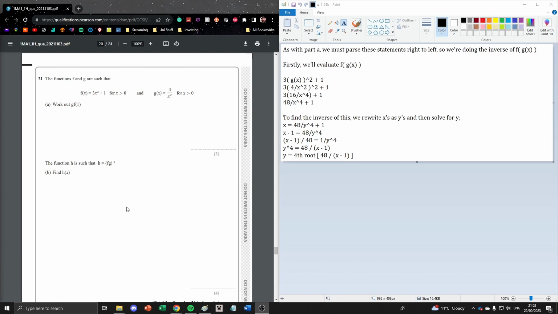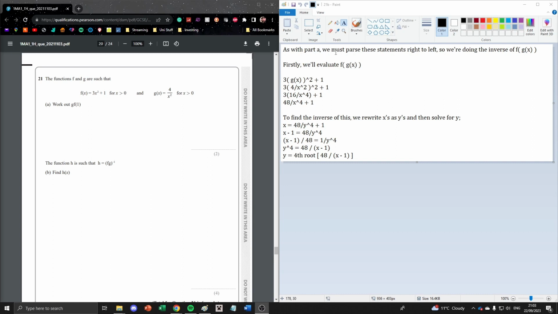And then part B of question 21 tells us that the new function h is such that h is the inverse function, that's what this minus 1 notates, of fg. And we're asked to find h of x. So the inverse function basically asks, what do I need to input to get this certain output that I want? So basically just going backwards.